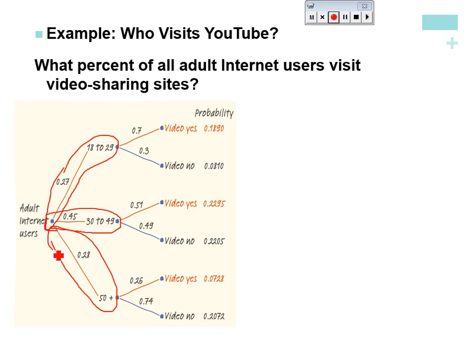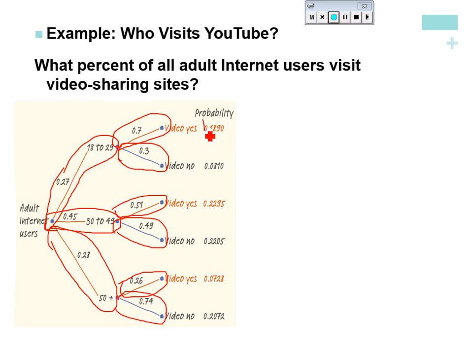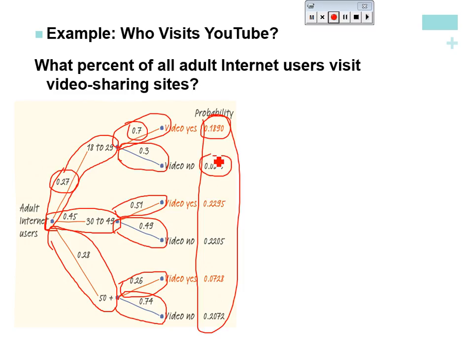So in the 18 to 29 age group, 70% have, which means 30% have not. And then in the 30 to 49 group, 51% have, which means 49% have not. And then in the 50 and over group, 26% have, which means that 74% have not. And then these probabilities here come from simply multiplying. So for instance, this probability here I get from multiplying 0.27 times 0.07. This probability here I get from doing 0.27 times 0.03.